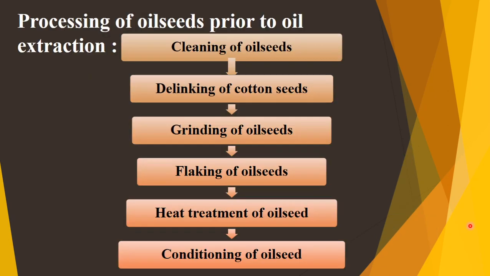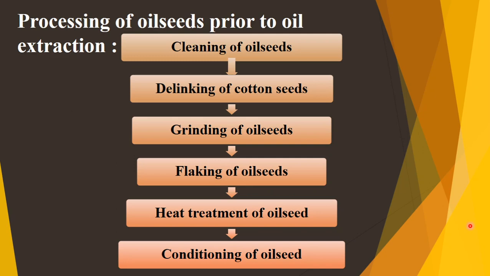Okay, then what is the general process of oil seed prior to oil extraction? What are the general steps that we are going to look at now? First is the cleaning of oil seeds. Cleaning of oil seeds means what? This is nothing but the removal of the impurities in the form of dirt, dust, sand, stones or other unwanted material which are present in the oil seeds.